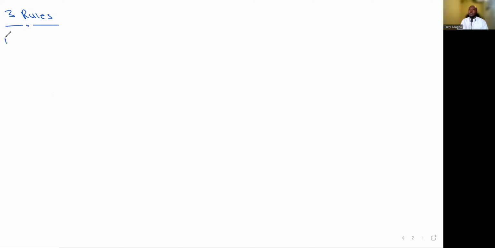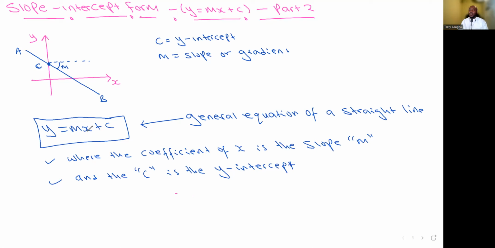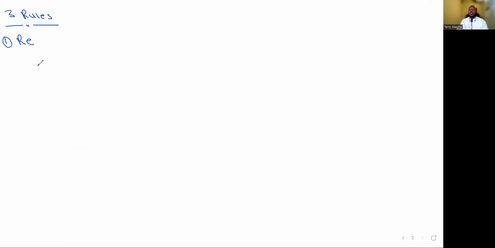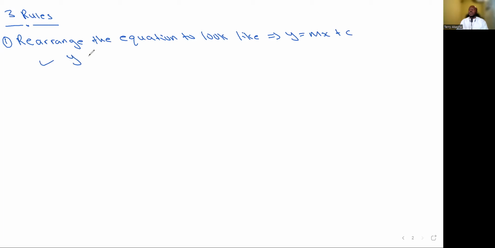So number one, the first thing you have to do: if you notice the equation, y is equal to mx plus c. So technically, the y must be alone. Then the coefficient of x on the right-hand side is the m, and any other free term is the c. Is that okay? So the first thing you have to do is rearrange the equation to look like y is equal to mx plus c. That means the y must be alone.